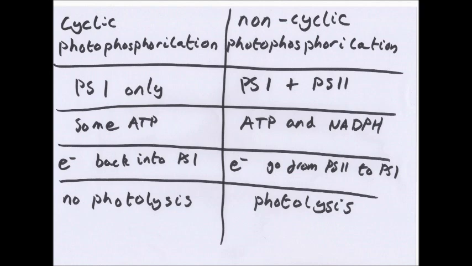Now, some ATP is produced because it still goes through the thylakoid membrane slightly, so there are still small gradients, so there's still some ATP produced, but not much. So photosystem 1 only is used in cyclic. Some ATP is produced, no NADPH. The electrons go straight back into photosystem 1 and no photolysis occurs.